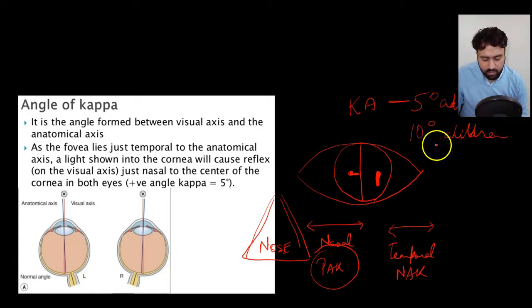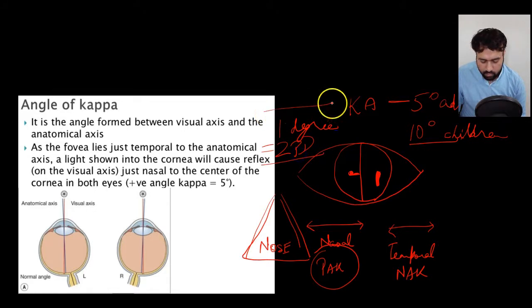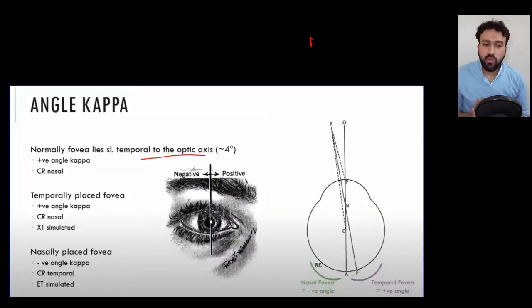Correct? And by the way, 1 degree is equal to 2 prism diopters. So you can also say that angle kappa normally is 10 prism diopters in adults and around 20 prism diopters in children. So now we want to study how this angle kappa is clinically significant.